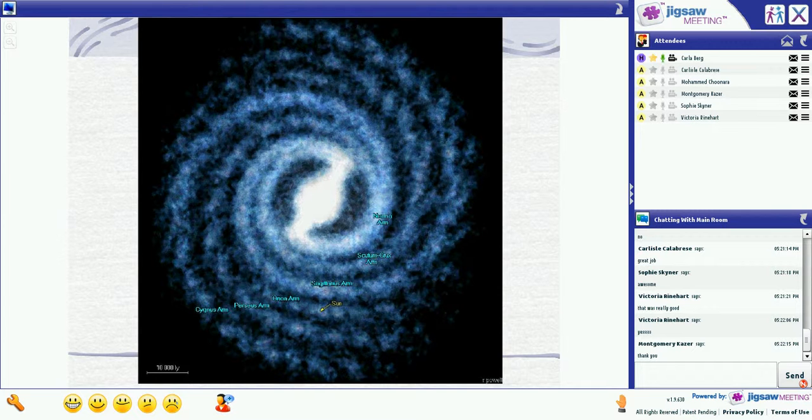The Cygnus arm, the Perseus arm, the Orion arm, the Sagittarius arm, the Scutum-Centaurus arm, and the Norma arm.